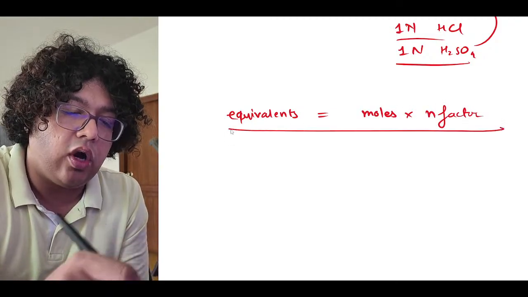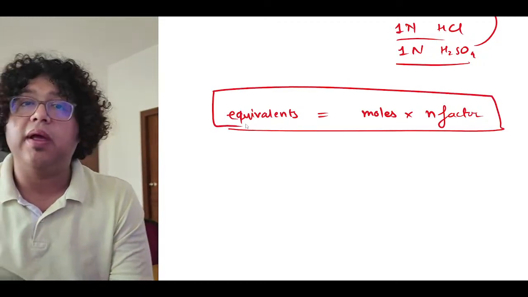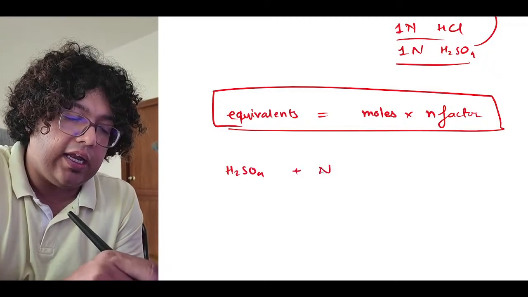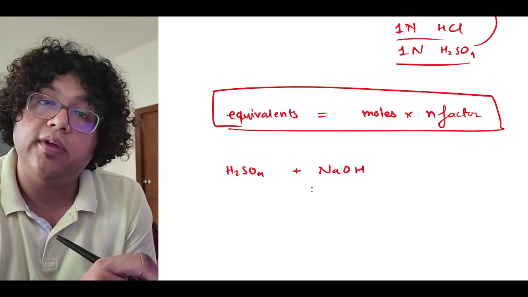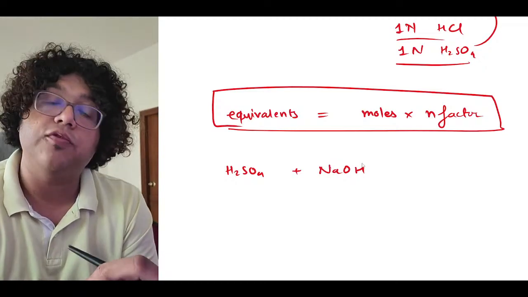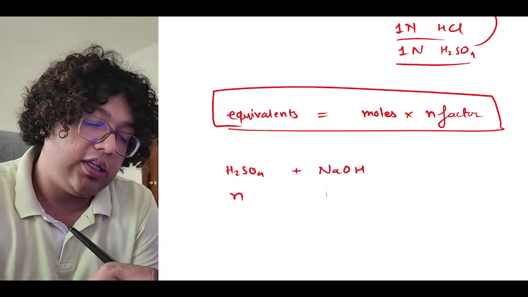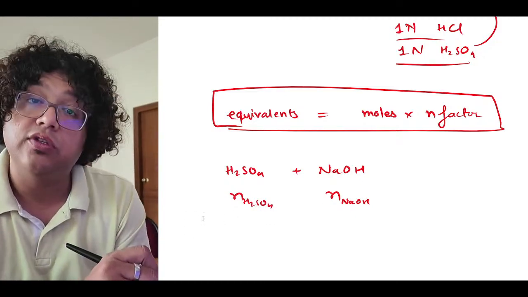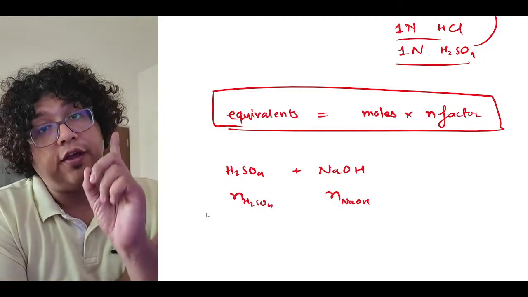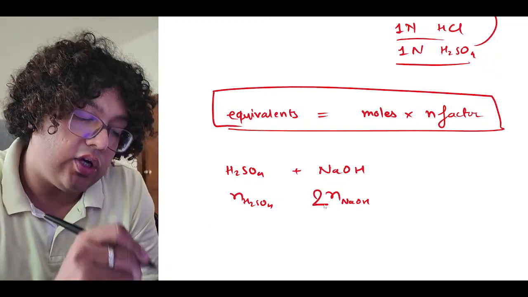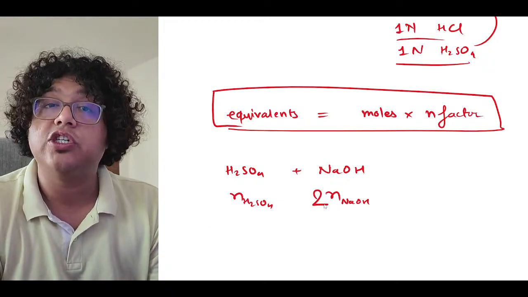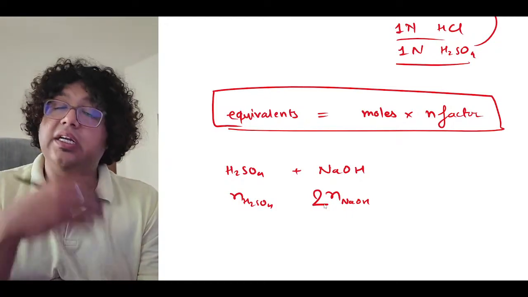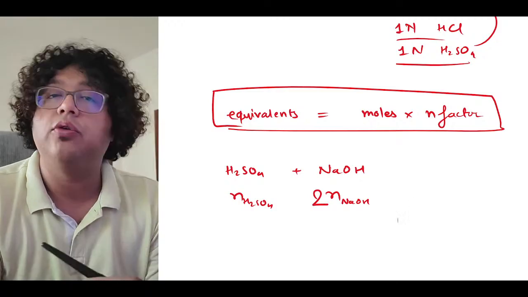Think of it. When you were not told about the concept of normality, every time you made a reaction between H2SO4 and NaOH, say both of them were 0.1 molar solution and 100 ml, first you found out moles of H2SO4, then moles of NaOH, right? And once you had those, you would say, for every H2SO4 molecule, you will require 2 moles of NaOH. Why? Because H2SO4 has 2 H plus ions, NaOH has only 1 OH minus ion. But when it comes to molarity, you have to do all this stuff.